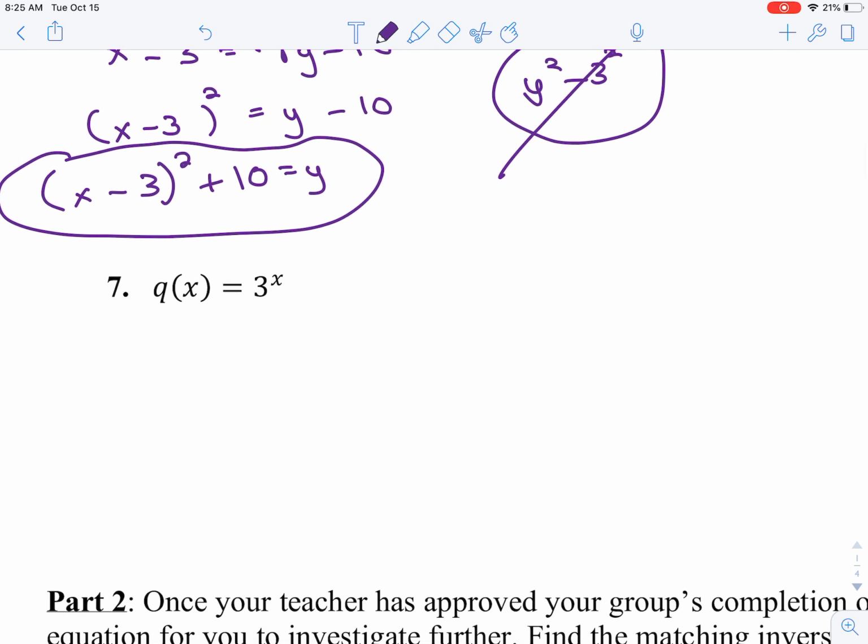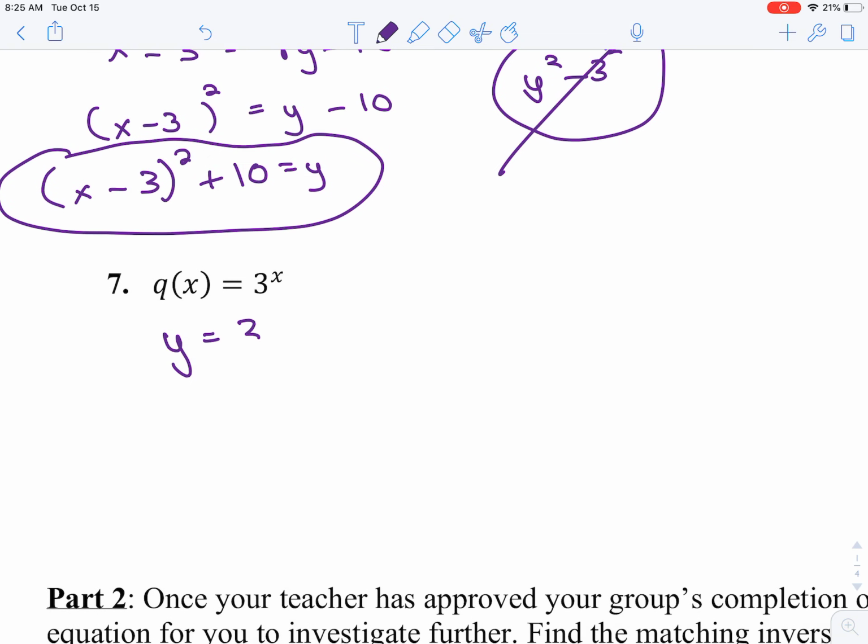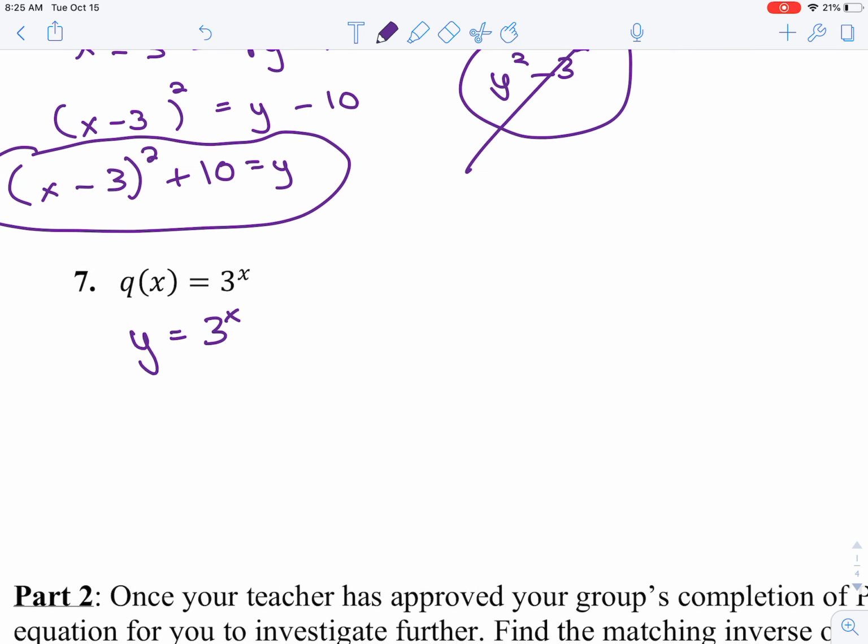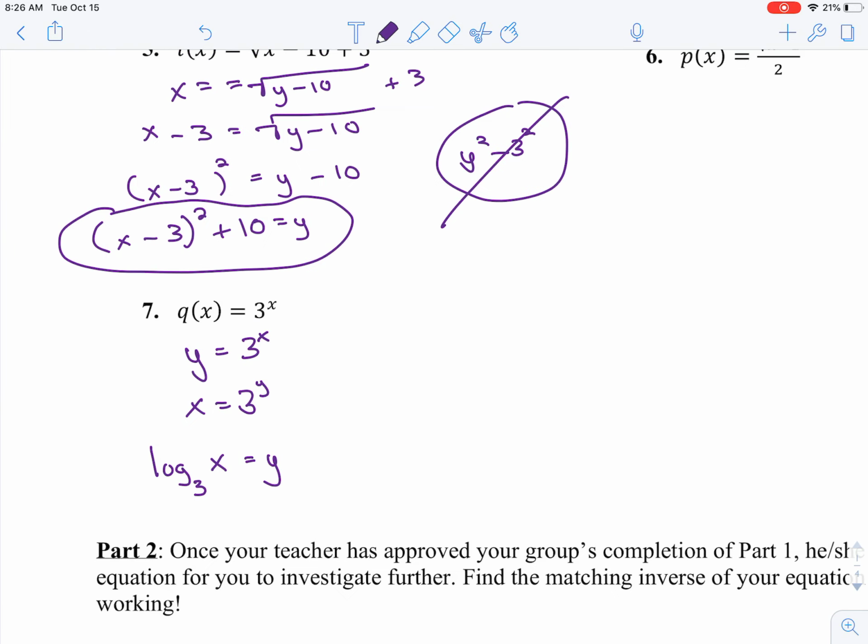Okay, let's do 7. So 7 is y is equal to 3 to the x. So if I switch x and y, it'd be x is equal to 3 to the y. And I'm going to turn this into a logarithm. So I'm going to have log of my base number 3. And then we don't know what that is going to equal, so that's going to be our x. And remember, when you do this, you get the exponent. So there is the inverse for us there.